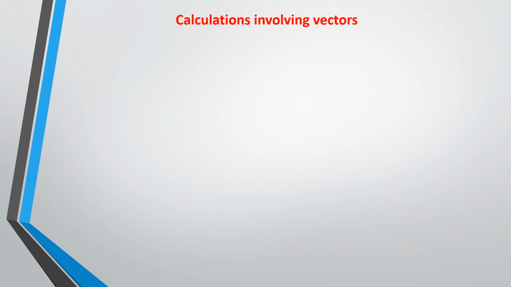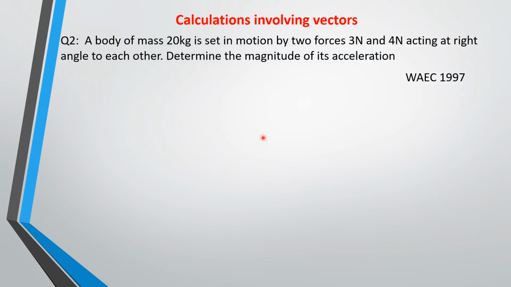Right, so this is question number 2. It's a wire question. This one says that a body of mass 20 kg is set in motion by two forces, 3 Newton and 4 Newton, acting at right angle to each other. Determine the magnitude of its acceleration.